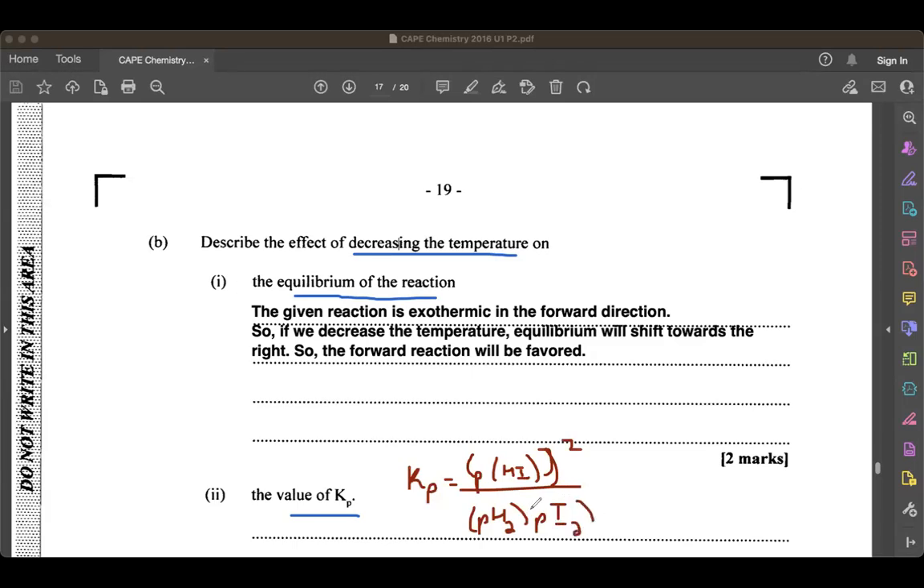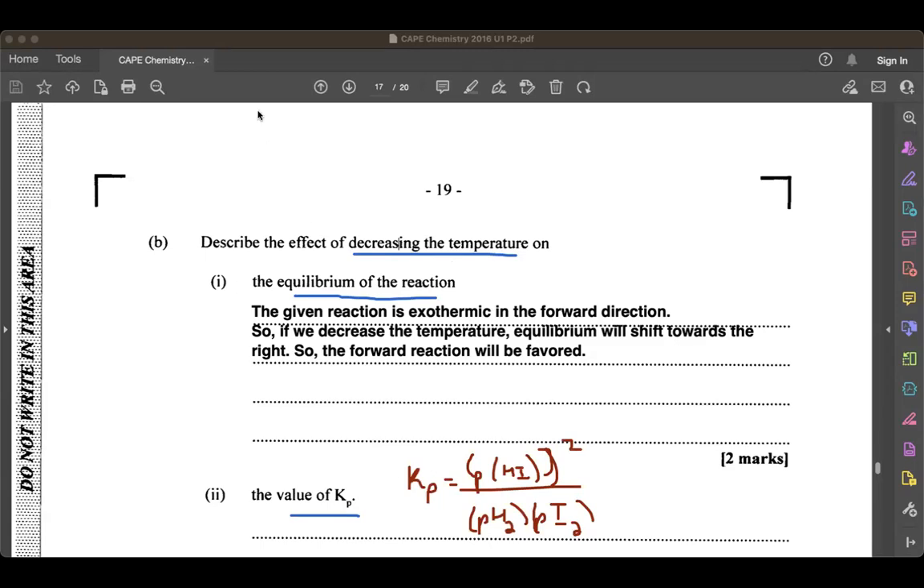So they're asking if the value of Kp is going to change. And there's one thing that can change the value of an equilibrium constant, and that's the temperature. If you change temperature, you're changing your equilibrium constant, no matter what kind of constant it is. If it's Kc, Ka, whatever the equilibrium constant is, as long as you're changing temperature, you're going to change the value of that equilibrium constant. So yes, decreasing the temperature will affect the value of Kp. But let's talk about how it's going to affect it.